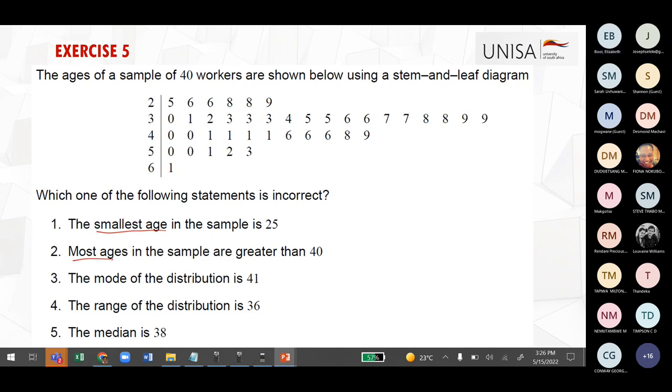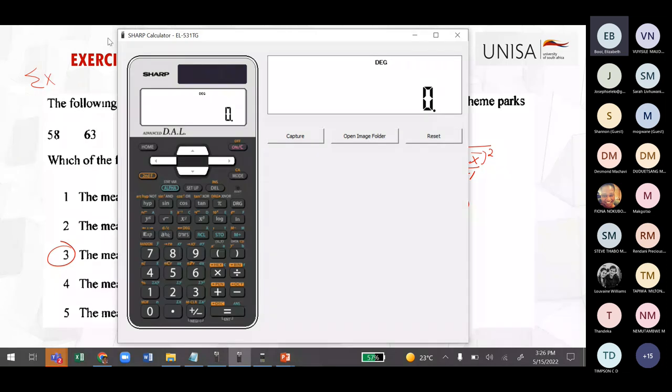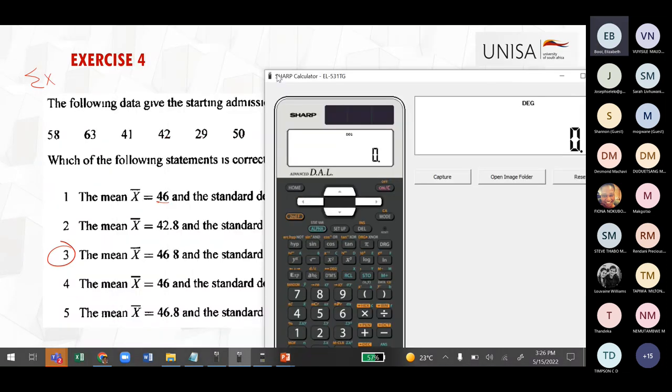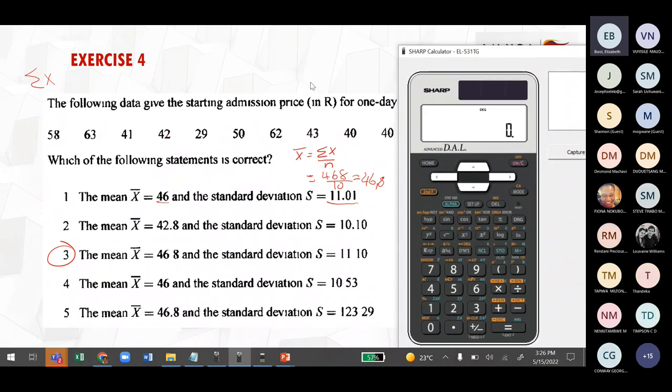We're not doing it with the Sharp calculator. Oh, sorry. My bad. You want me to show you with the Sharp calculator? Sorry. I can show you again with the Sharp calculator. My bad. I forgot. Thank you for reminding me before I move on. Okay, so let's look at the Sharp calculator as well.